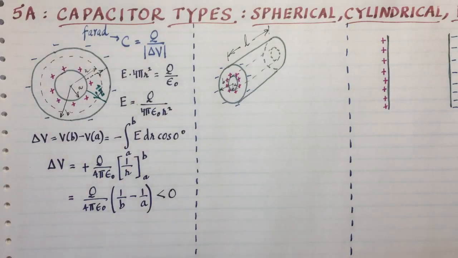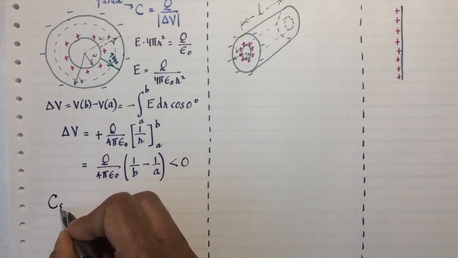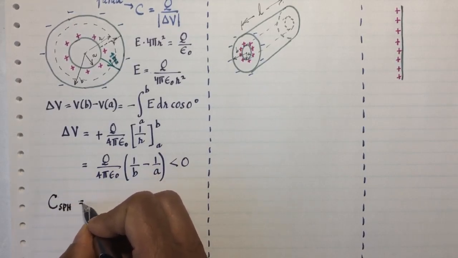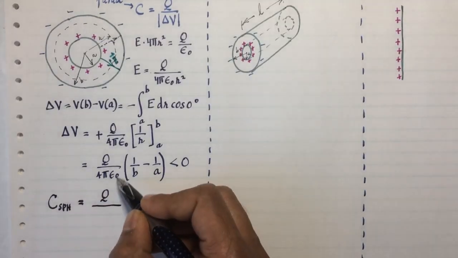Let's find out now the capacitance of this object. The capacitance of a spherical capacitor, which I'll write as C SPH, is equal to the charge Q divided by the change in voltage, which is all this stuff.